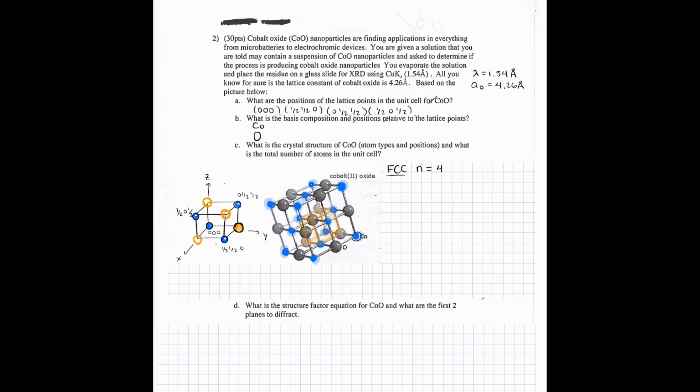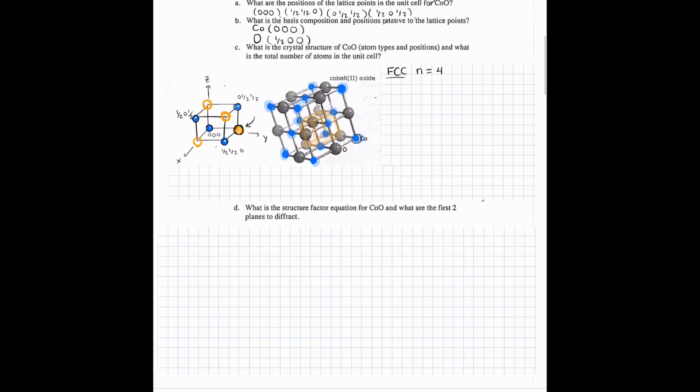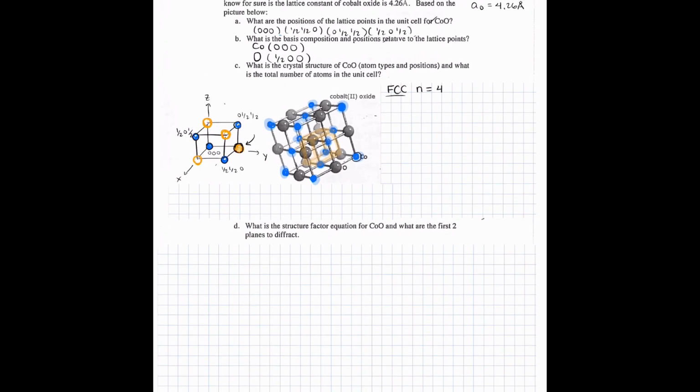Now we have a cobalt at 0, 0, 0 and an oxygen at 1/2, 0, 0. That is this point right here. So that's the basis and the composition relative to the lattice points.